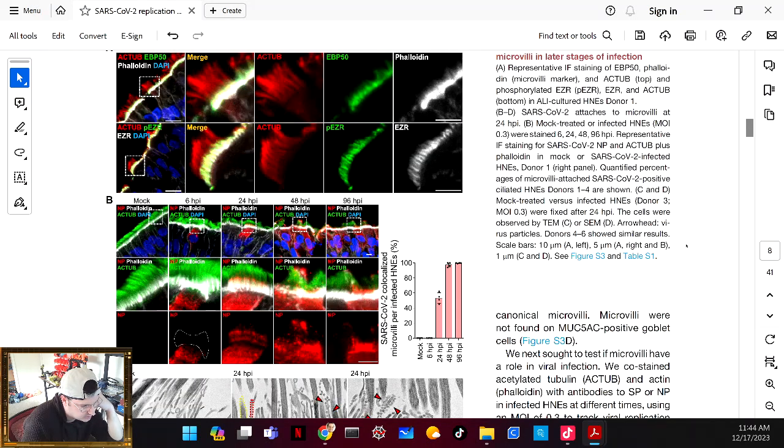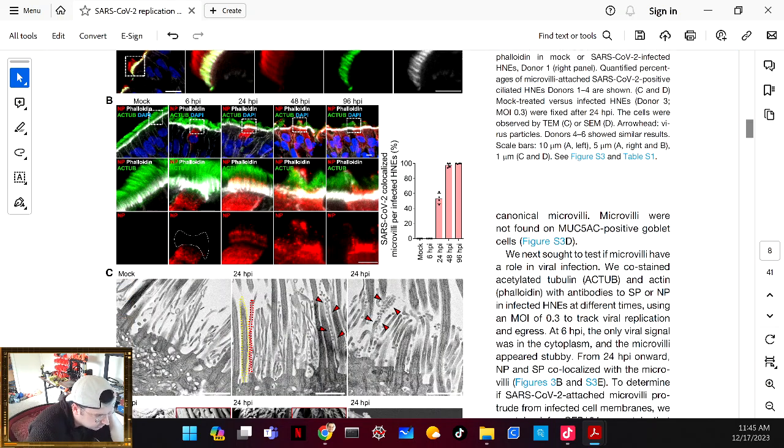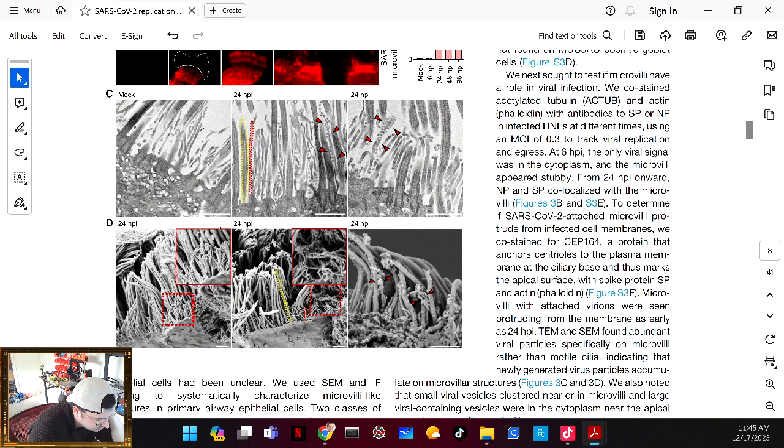So I just want to take a second and look at these things. This is the same thing as above, but this is what I want to look at. Cool. So these are the COVID particles, and they're going down. Neat.